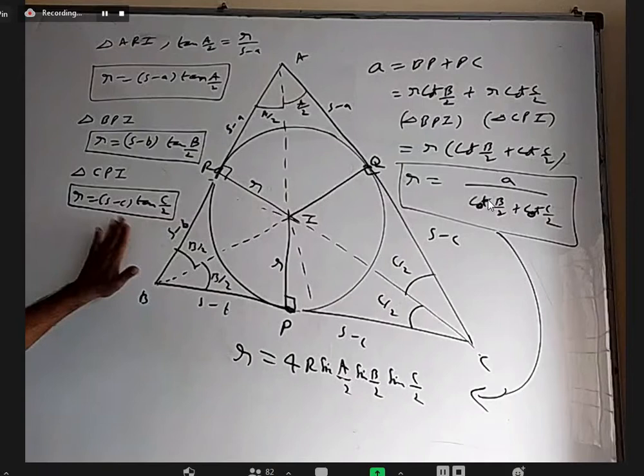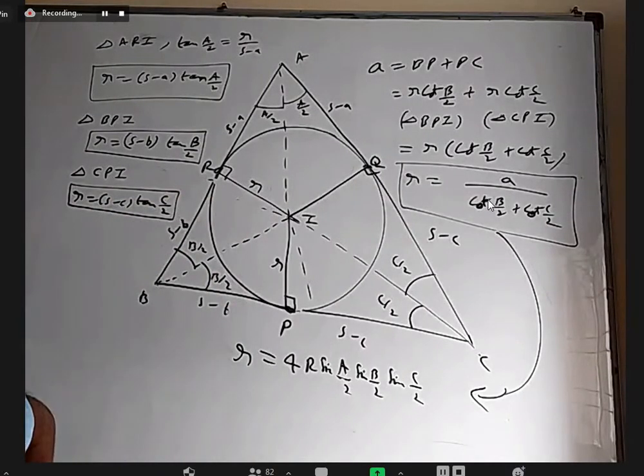Like this, I want to derive a formula for R1 by drawing the other triangle, the second triangle that we had drawn earlier.